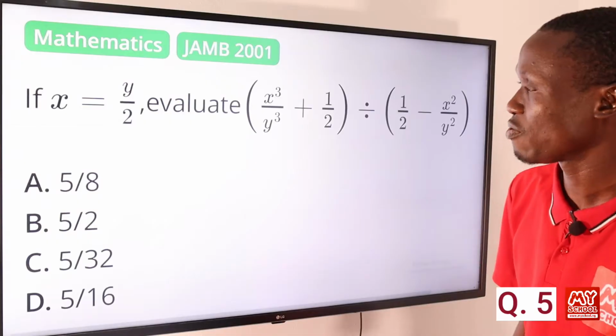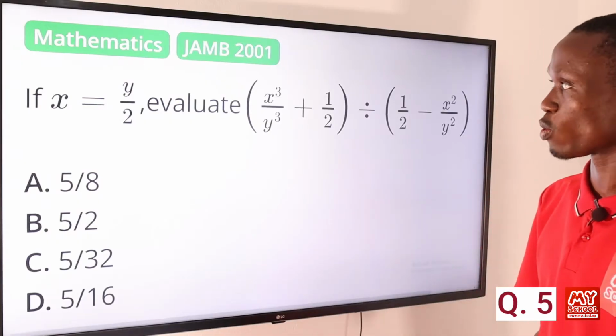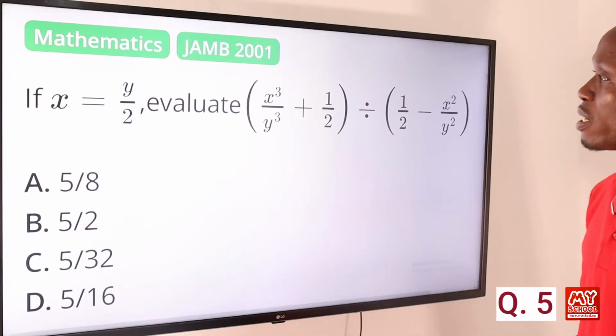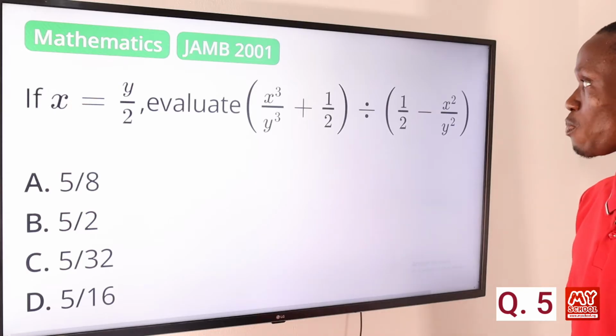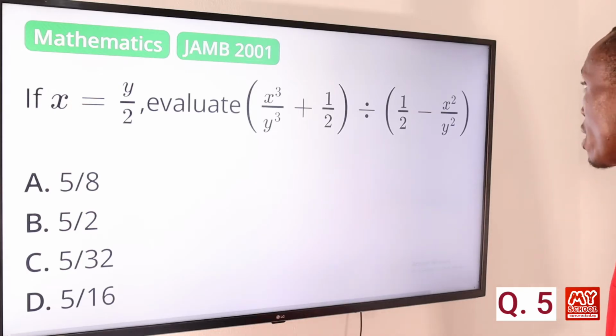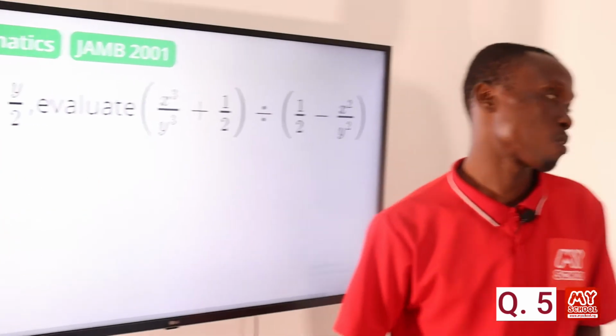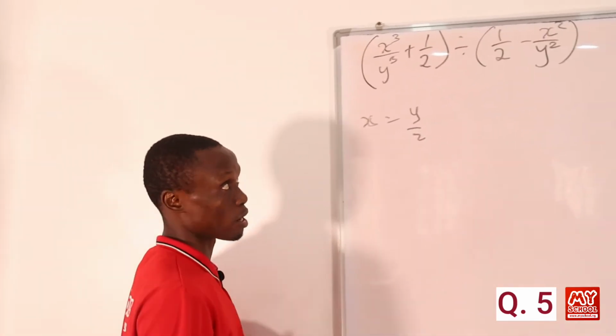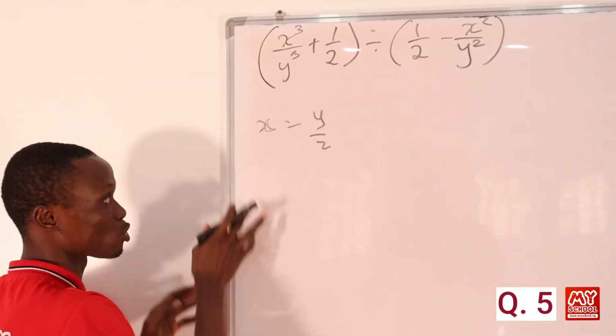Question 5. If S is equal to Y over 2, evaluate, in brackets, S cube over Y cube plus 1 over 2, divided by, in brackets, 1 over 2 minus S square over Y square. So let's move to the board to solve this question. Of course, there are many ways in which you can approach this question, but this is how I choose to approach it.